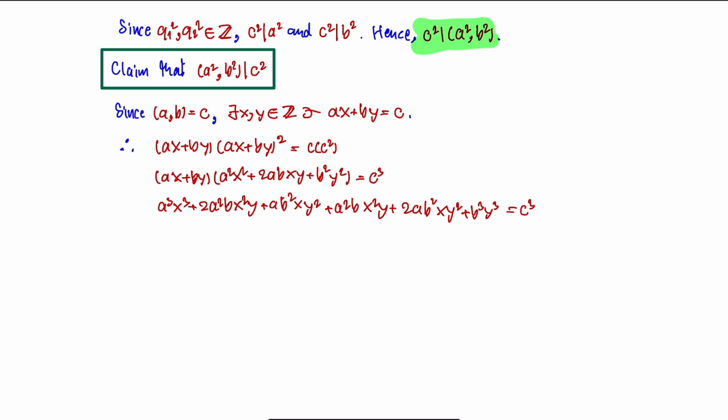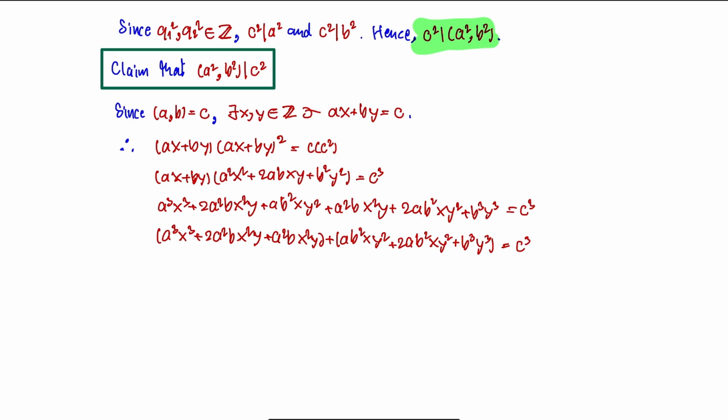Then what next? The next thing we're going to do is to put the like terms next to each other. So we're going to have a cubed x cubed plus 2a squared b x squared y plus a squared b x squared y plus ab squared xy squared plus 2ab squared xy squared plus b cubed y cubed. Okay, great. Equal to c cubed.